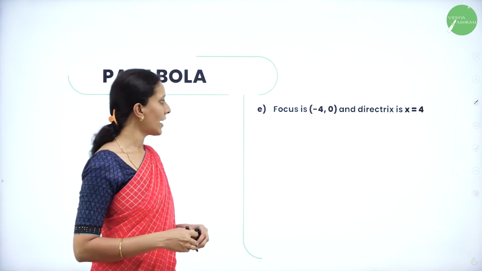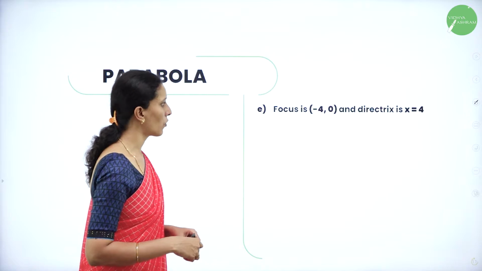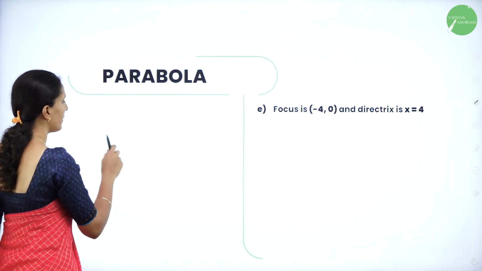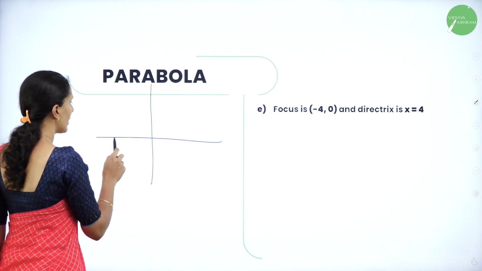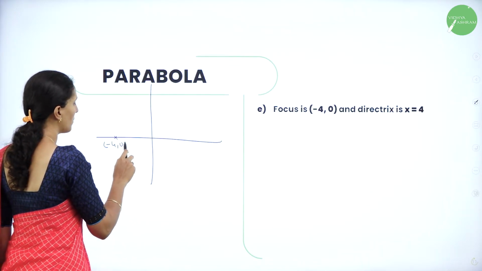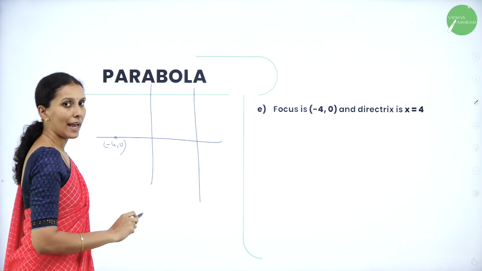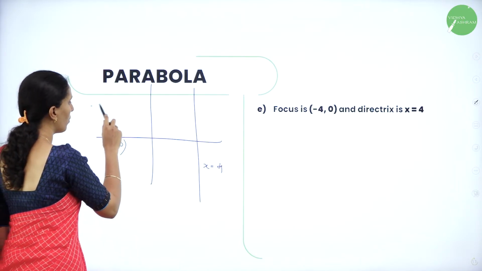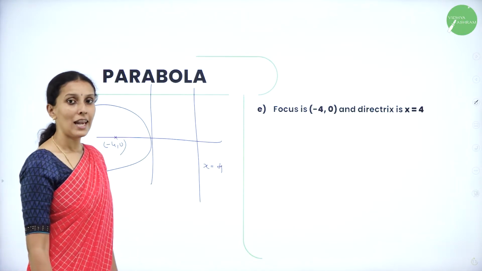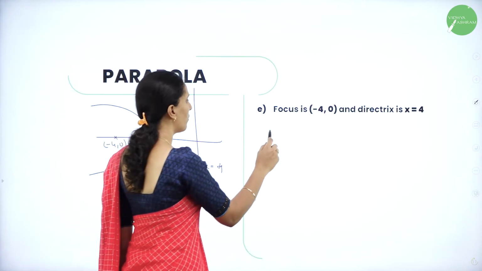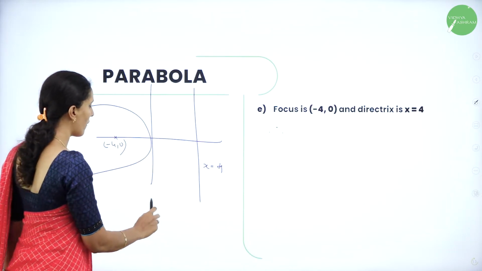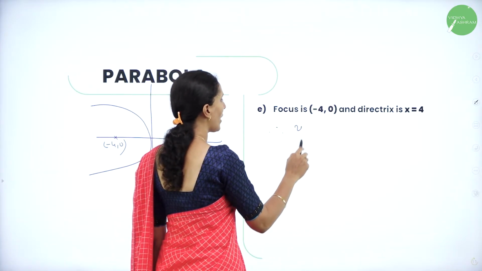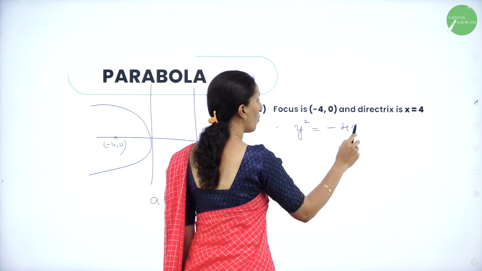So next question we have, focus is minus 4, 0 and directrix is x is equal to 4. So clearly we have focus somewhere here on the point minus 4, 0. Directrix is here, x is equal to 4. It is a straight line parallel to y-axis. So therefore my parabola will be left-handed parabola. So therefore, by the observation, what we can write? a is equal to 4. Hence, the general equation becomes y square is equal to minus 4ax.